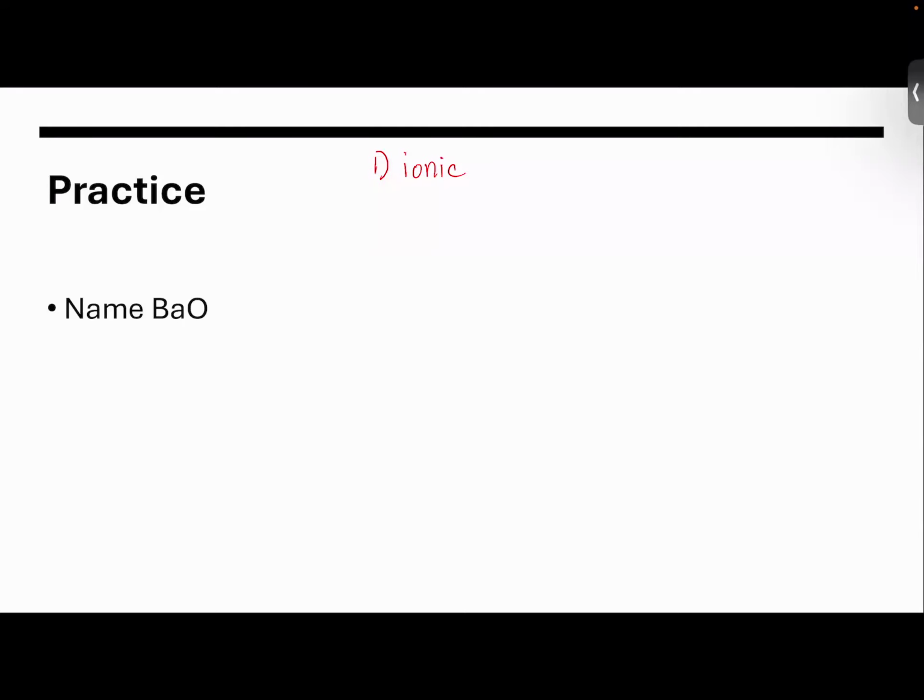What type of cation are we dealing with? Only one type of ion because it's in group 2. So we name the metal, which will be barium, and we name the anion, which is oxide. Again, I know it's an IDE because it's an anion of an element, and all anions of an element end in IDE.